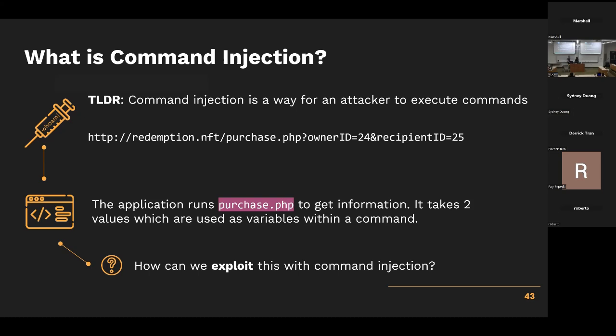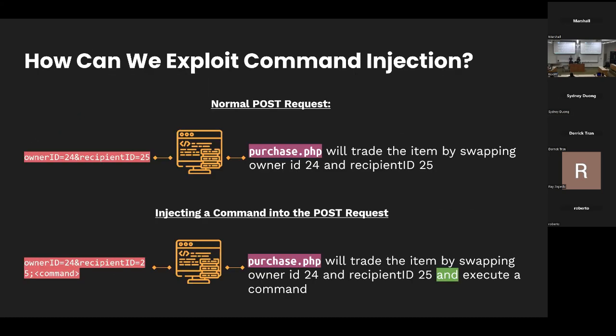So how do we actually execute this? We see up here that in a normal POST request, what it's expecting is for you to provide those two parameters. In this case, purchase.php will trade an item by swapping the owner ID and the recipient ID. So it's just going to flip them, right? But let's pretend it's doing something that requires some kind of shell command in the backend. Since you're able to supply that 24 and 25, if you add a semicolon in bash, you're telling it to run the command that you ran previously and the one that you're telling it to run right now. So you can just slap a whole new command right on top of it, and it'll run them consecutively.